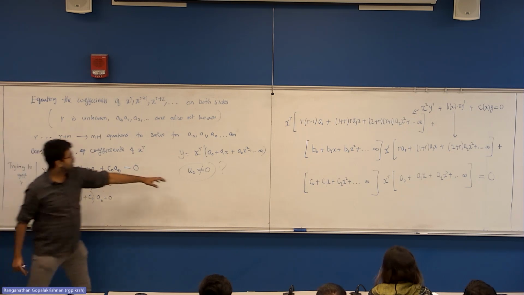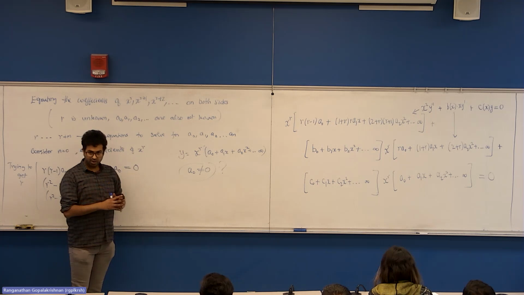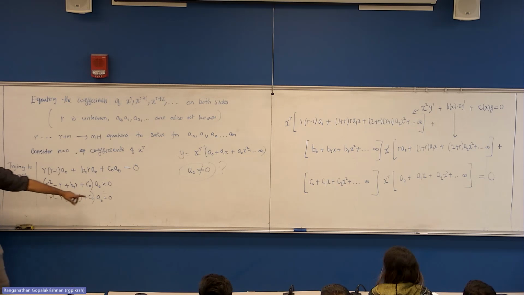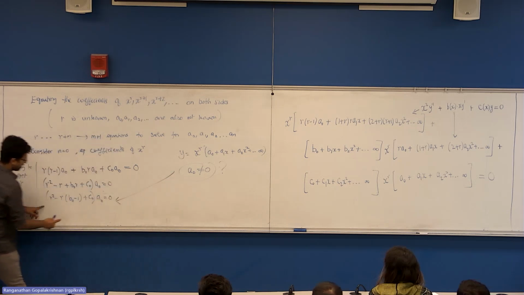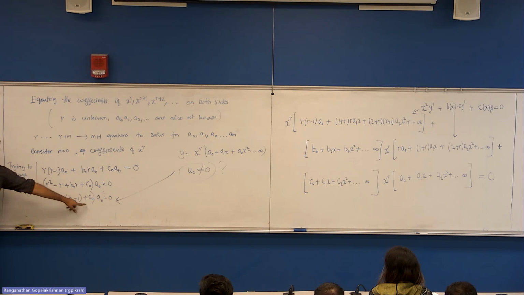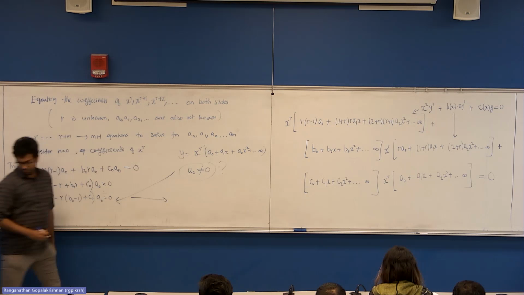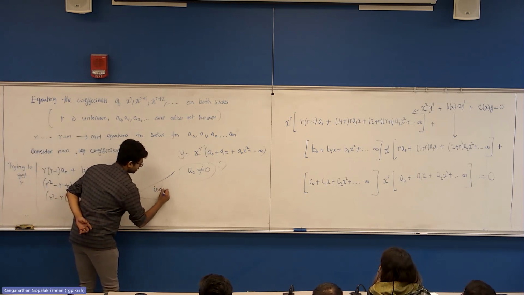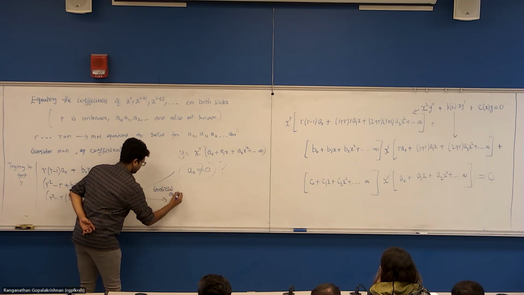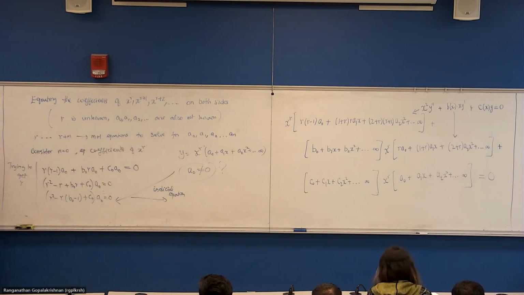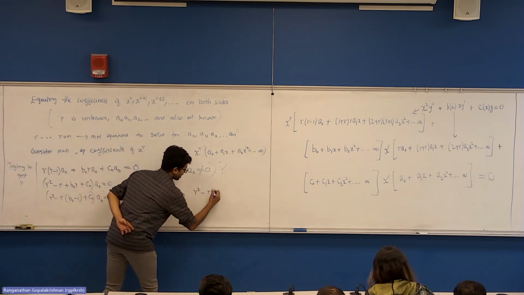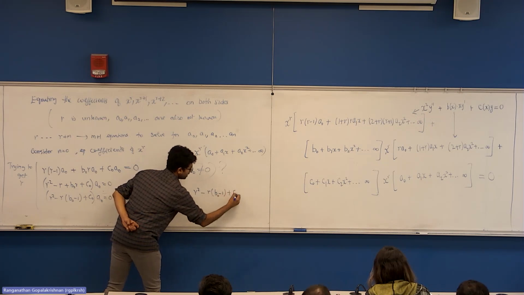So by requiring a0 to be non-zero, we are just excluding the trivial solution. So obviously, if you make that assumption, this expression can be zero in only one way, which is for this quadratic to be zero. So we say, they give it a name. I think it's called the indicial equation.